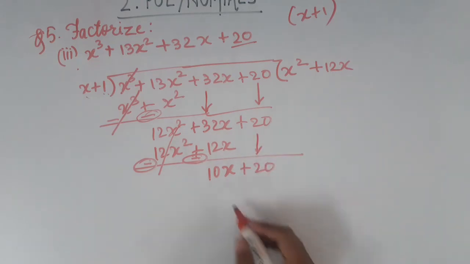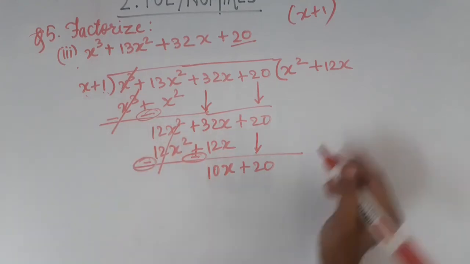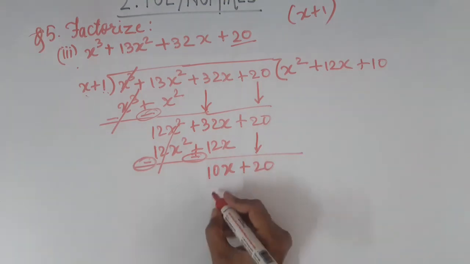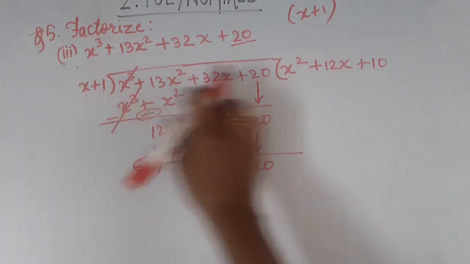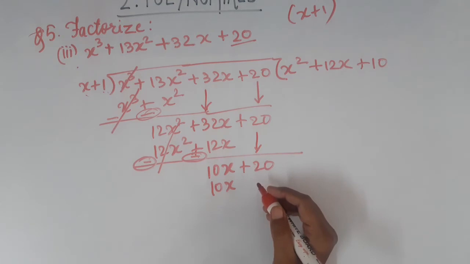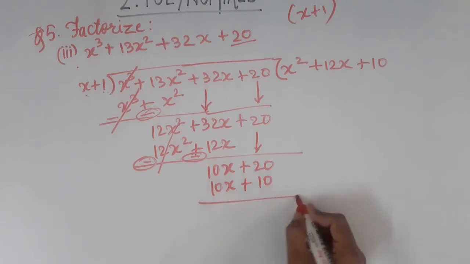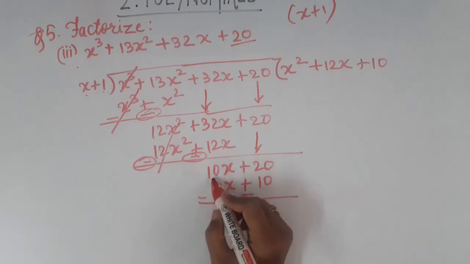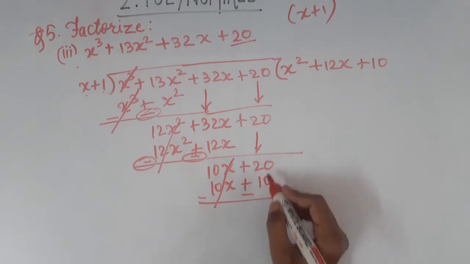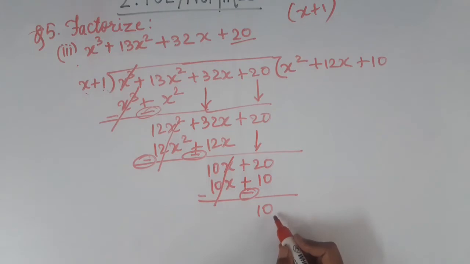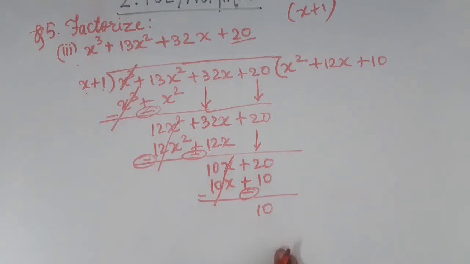Now with what should I multiply this x to get 10x? With 10, right? Now x into 10, I will get 10x. And 1 into 10, I will get 10. Now change the signs. So 10x minus 10x cancel. 20 minus 10, I will get 10. Now here the degree of dividend is less than degree of divisor. Here degree is 0, here degree is 1. So you can't divide it further. Right?